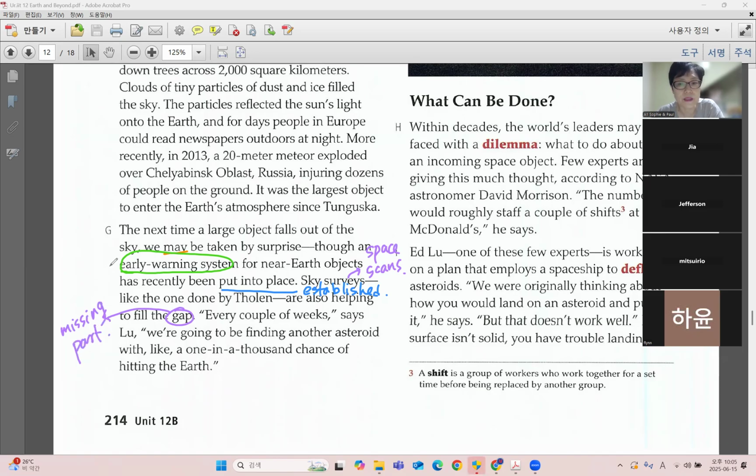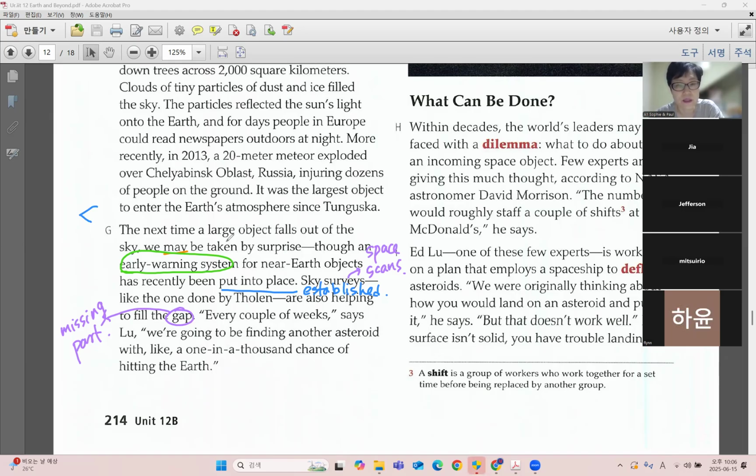Every couple of weeks, says Lou, we are going to be finding another asteroid with like a 1 in 1,000 chance of hitting the Earth. So how many chances? 1 in 1,000 chances of hitting the earth. It's rare. Okay. And now, what is this paragraph about?